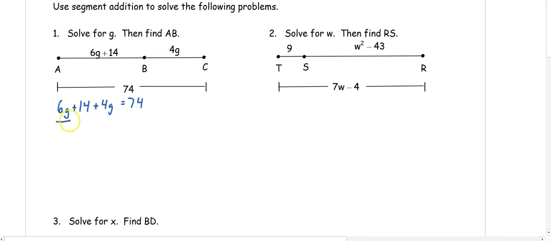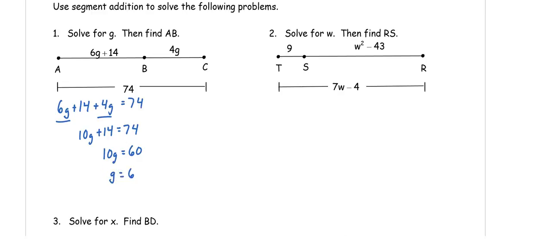Next, we're going to combine our G's. So we have 10G plus 14 equals 74. Then we're going to subtract 14 from both sides, so 10G is equal to 60. Divide both sides by 10, so G is equal to 6.